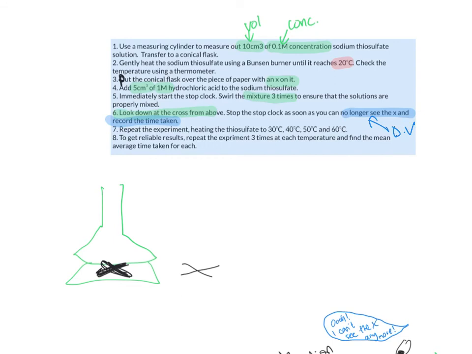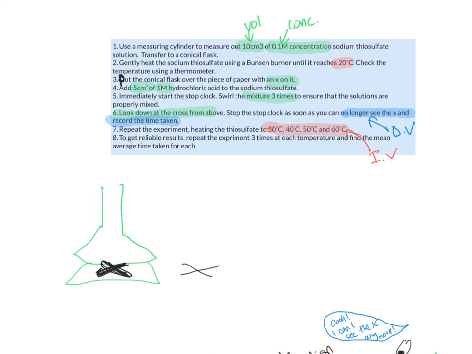We can tell as well that it's the dependent variable because we don't know what the answer to that is beforehand. Whereas our independent variable, which we've got again over here, repeat the experiment heating the thiosulfate to 30, 40, 50 and 60 degrees C, we know what the temperatures are beforehand, or we've got a rough idea at least of what they are.